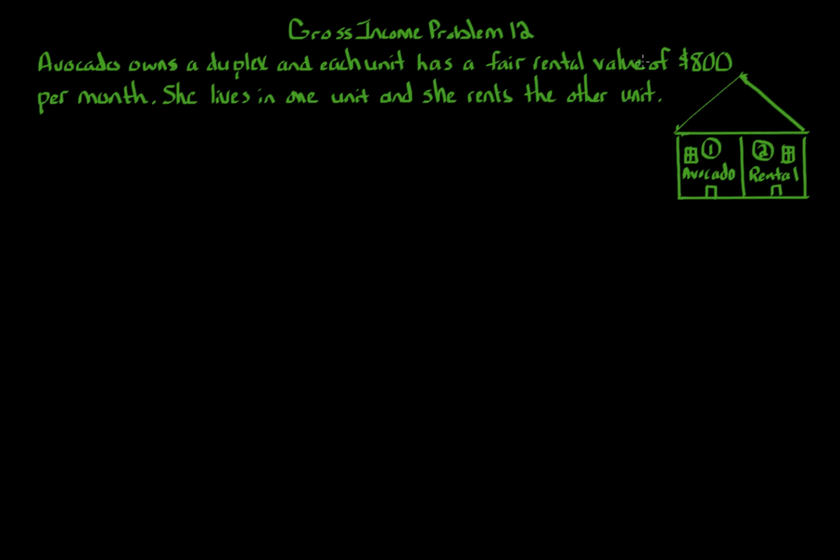Now, each unit has a fair rental value of $800 per month. They're identical units. One's on the left, one's on the right, and they have a fair rental value of $800 per month. Avocado lives in unit number 1, and then she rents out unit number 2 during the year. So the question becomes, we're looking at gross income.